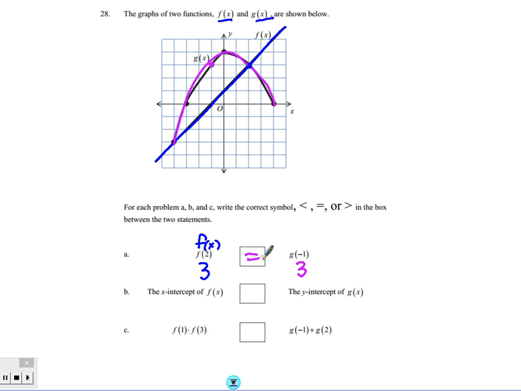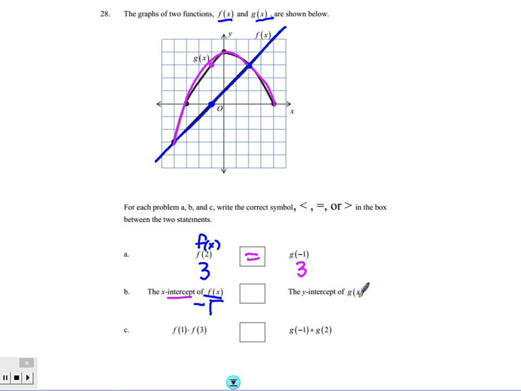All right? If you haven't tried this yet, maybe you want to pause it and try it, and then hit play and check your answers. So the x-intercept of f. I'm going to go back to blue. f of x, the x-intercept. So where does my blue function cross the x-axis? Looks like at -1. So on this side I have -1.